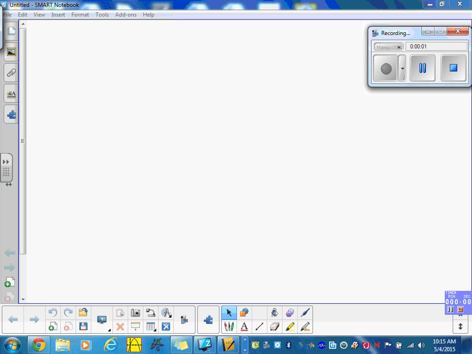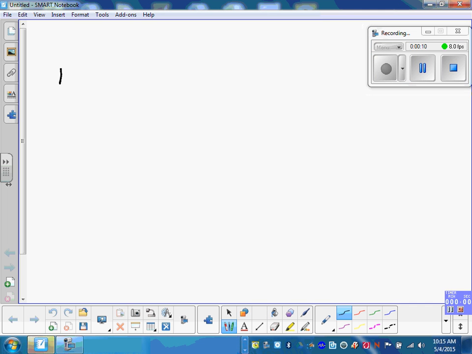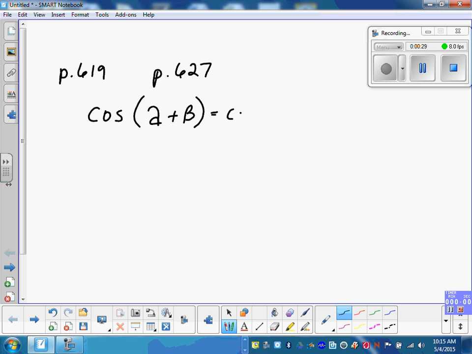So today we're going to take a look at adding sum and difference angles to our card. And we found the information on page 619 and page 627. And on your index card, you needed to add the cosine of alpha plus beta, and that was equal to the cosine of alpha times the cosine of beta minus the sine of alpha times the sine of beta.